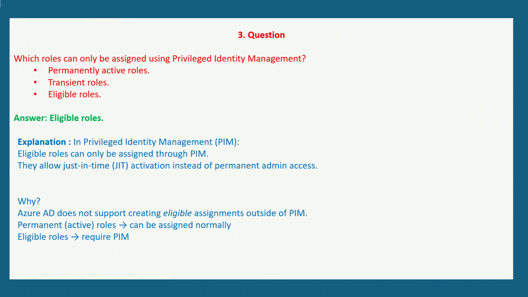Question number 3. Which roles can only be assigned using Privileged Identity Management? There are three options we have: permanently active roles, transition roles, eligible roles. The correct answer is eligible roles. Explanation: in Privileged Identity Management, that is called PIM, eligible roles can only be assigned through PIM. They allow just-in-time activation instead of permanent admin access. Azure AD doesn't support creating eligible assignments outside of PIM. Permanent roles can be assigned normally. Eligible roles can only be assigned via PIM.